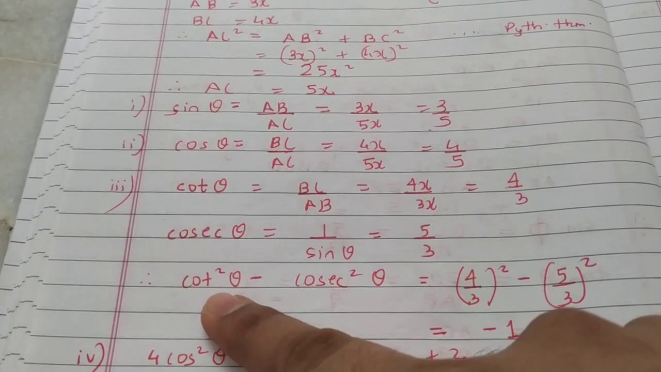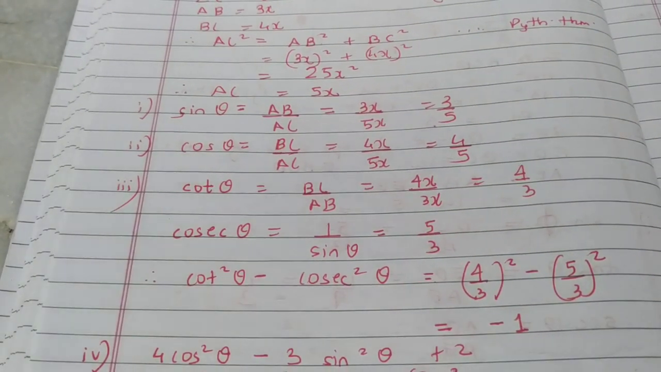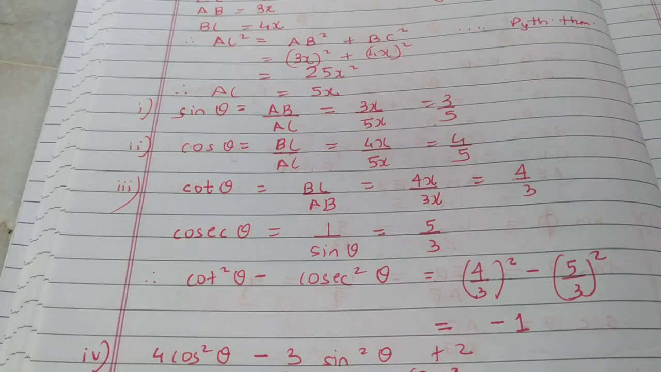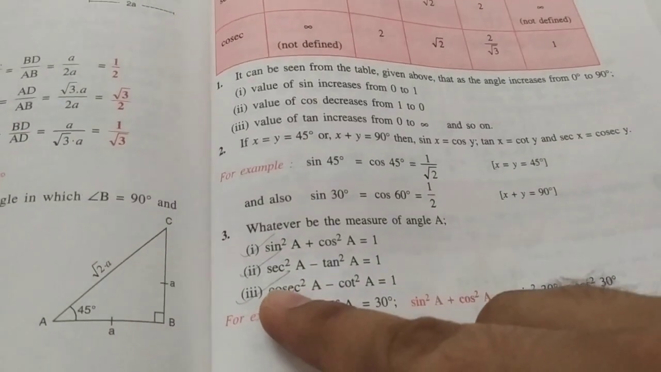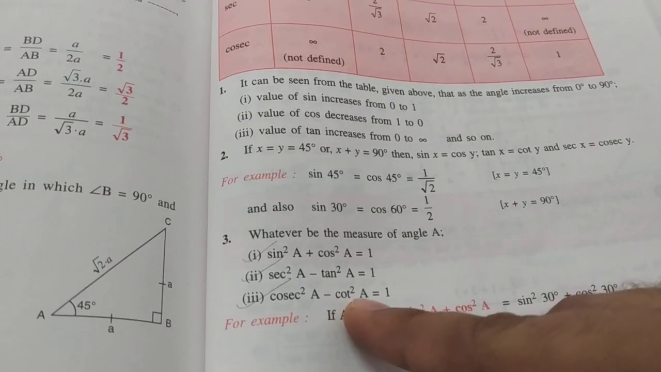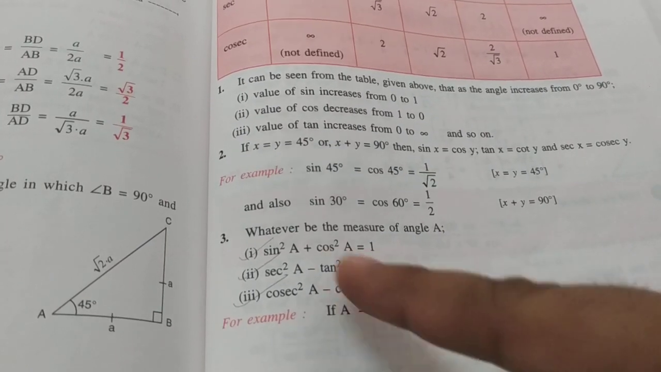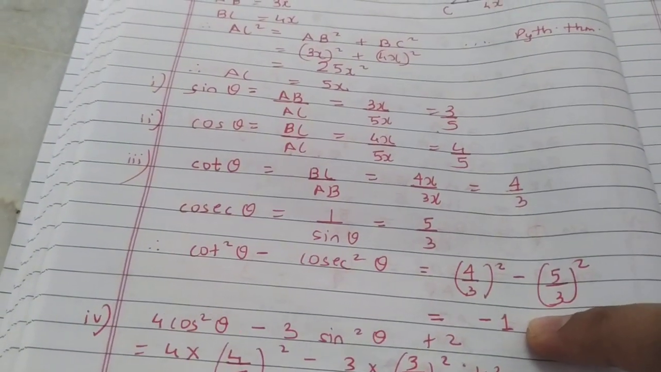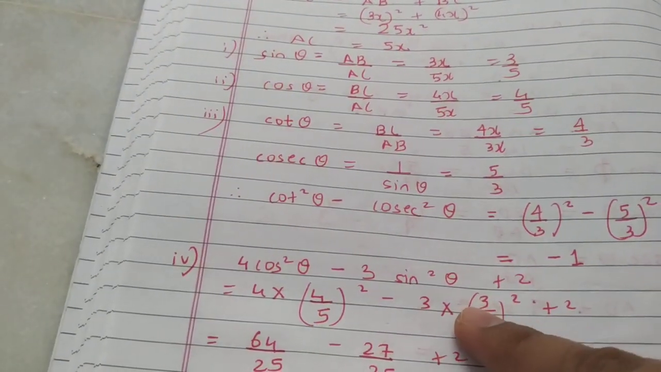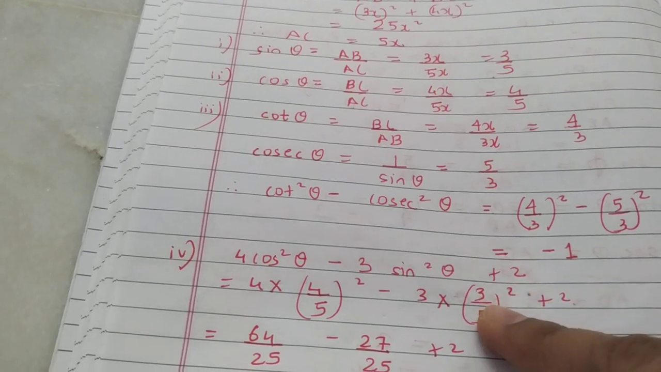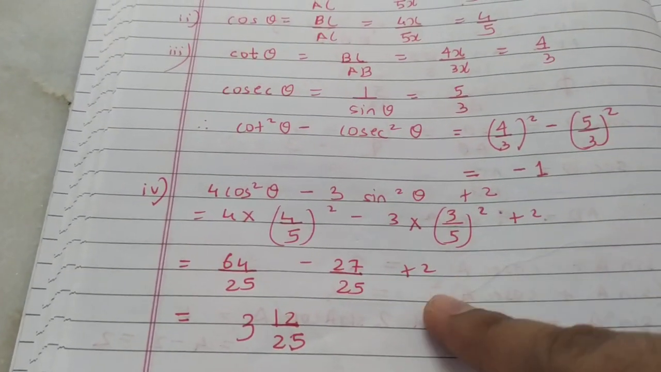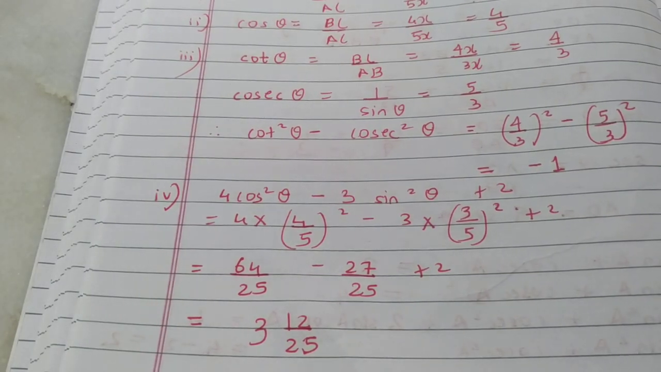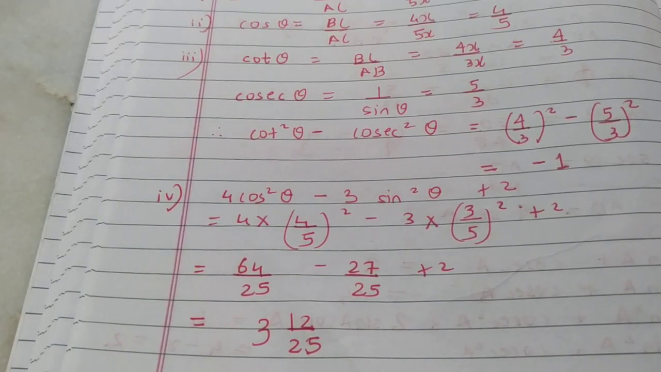This is interesting. Cot square theta minus cosec square theta is -1. You should already know this answer, because you know there is an identity which says that cosec square a minus cot square a is 1. So if I do cot square a minus cosec square a, it will be -1. That's what we have proved here. Here, of course, there is no direct formula. So you'll substitute the values and we'll get the answer. Please show all the steps. Don't just copy. Do the LCM and find the mixed fraction answer.